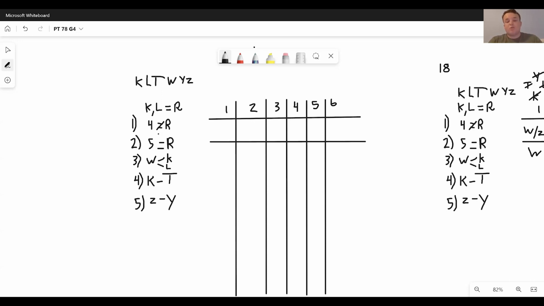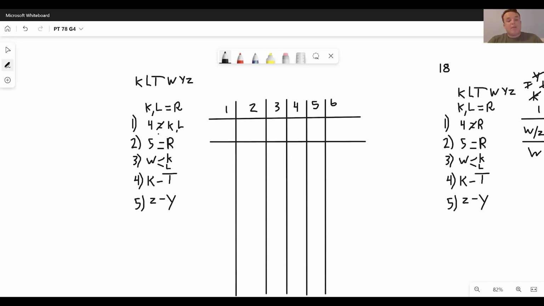So you can also do 4 cannot equal K or L, right? This means the same thing, it's just a shorter-hand way. We know 5 has to be recorded, so 5 can equal R, or 5 equals K or L as well.